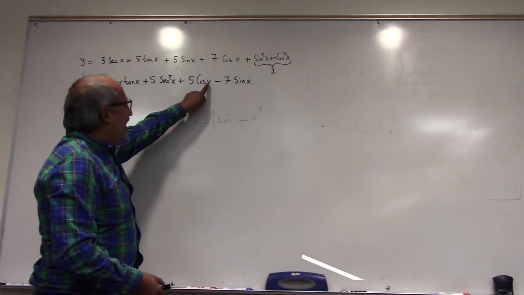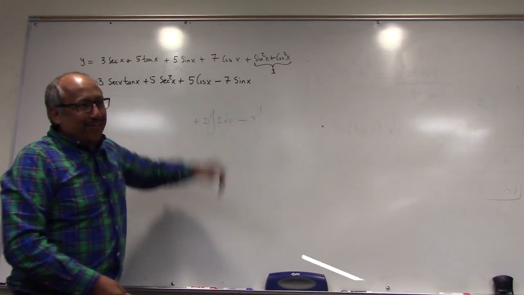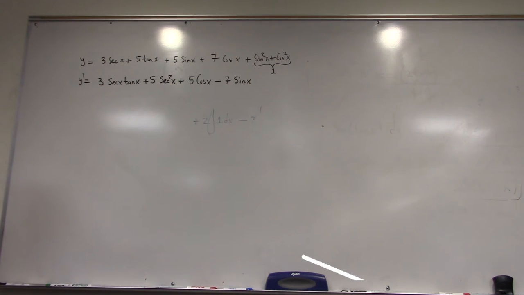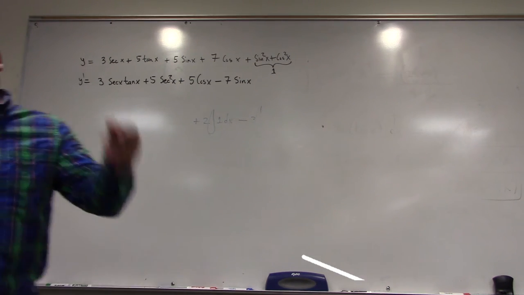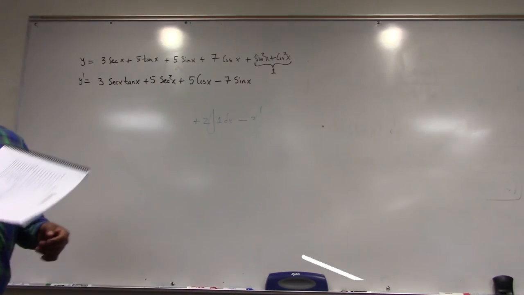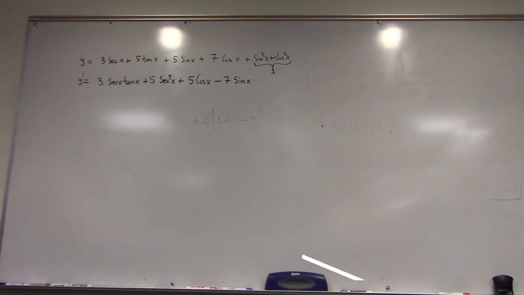I think you forgot the x right here, right? Well, I just turned sine squared x into 1 and I just left it that way. And I didn't turn it into 0. Professor, can we leave it as 7 times negative sine? Yes.